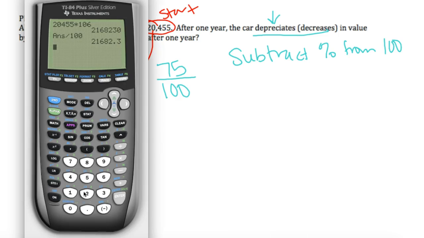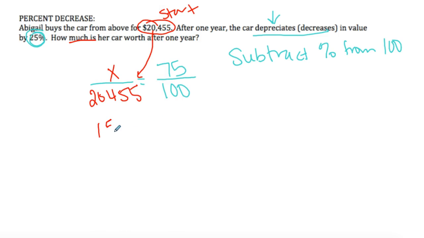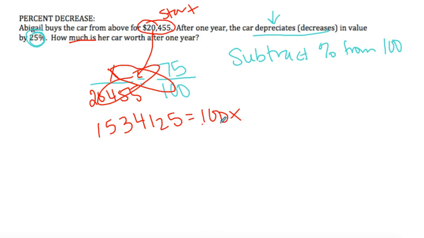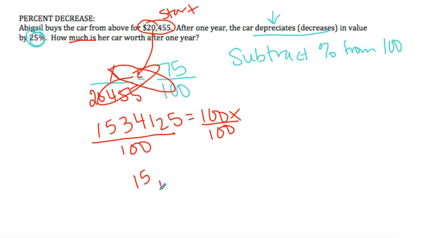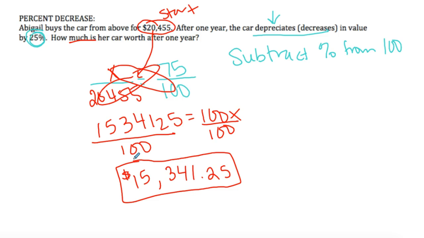So we do $20,455 times 75, which is 1,534,125. And again, all I did was cross multiply. So now I divide by the number in front of x. And so the car is now worth $15,341.25.